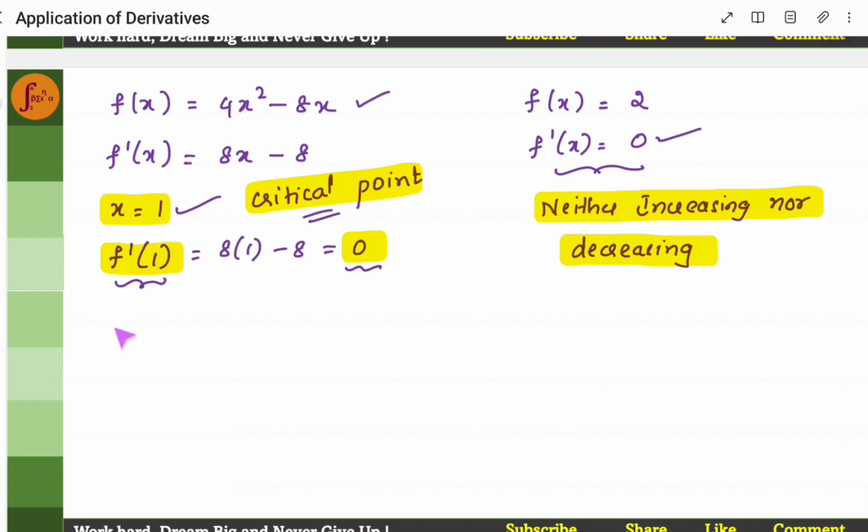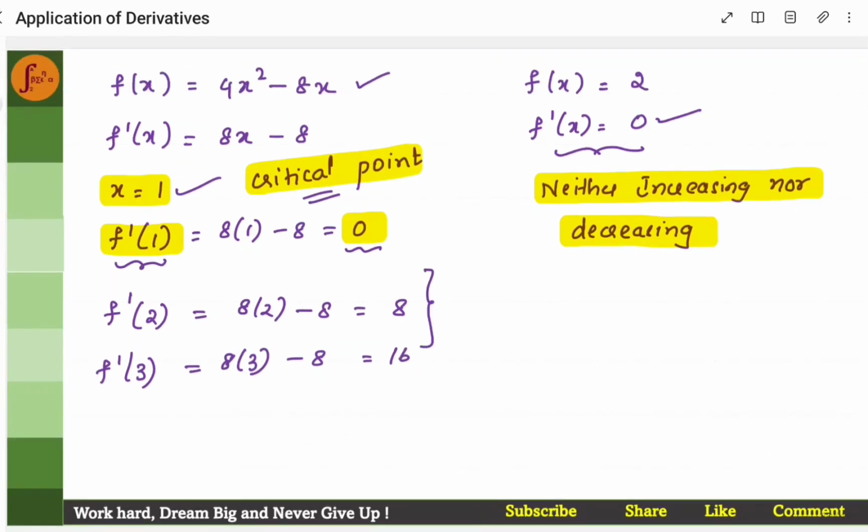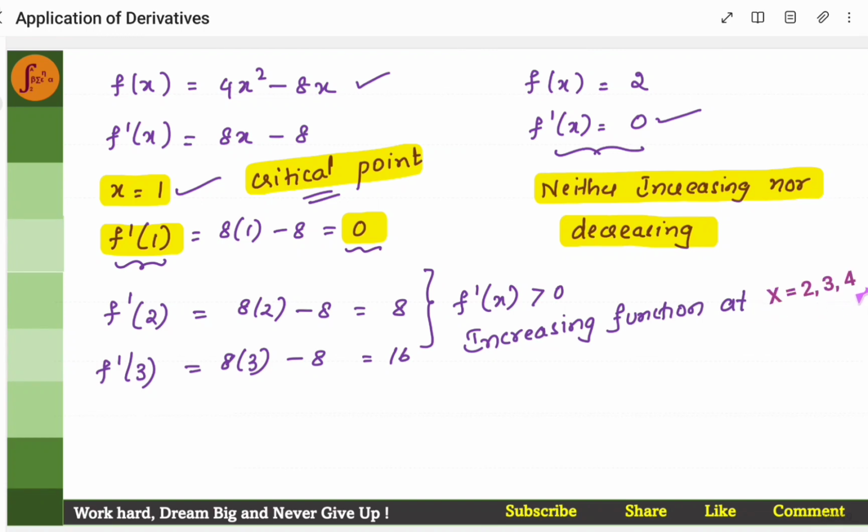Now if I take some other value here, say x is equal to 2. When x is equal to 2, it's going to be 8 into 2 minus 8. It's going to be 8. Now let's take x is equal to 3. It will be 8 into 3 minus 8, which is 16. Now you notice here f dash of x is greater than 0. So this is an increasing function, when x is equal to 2, 3, 4 and so on.